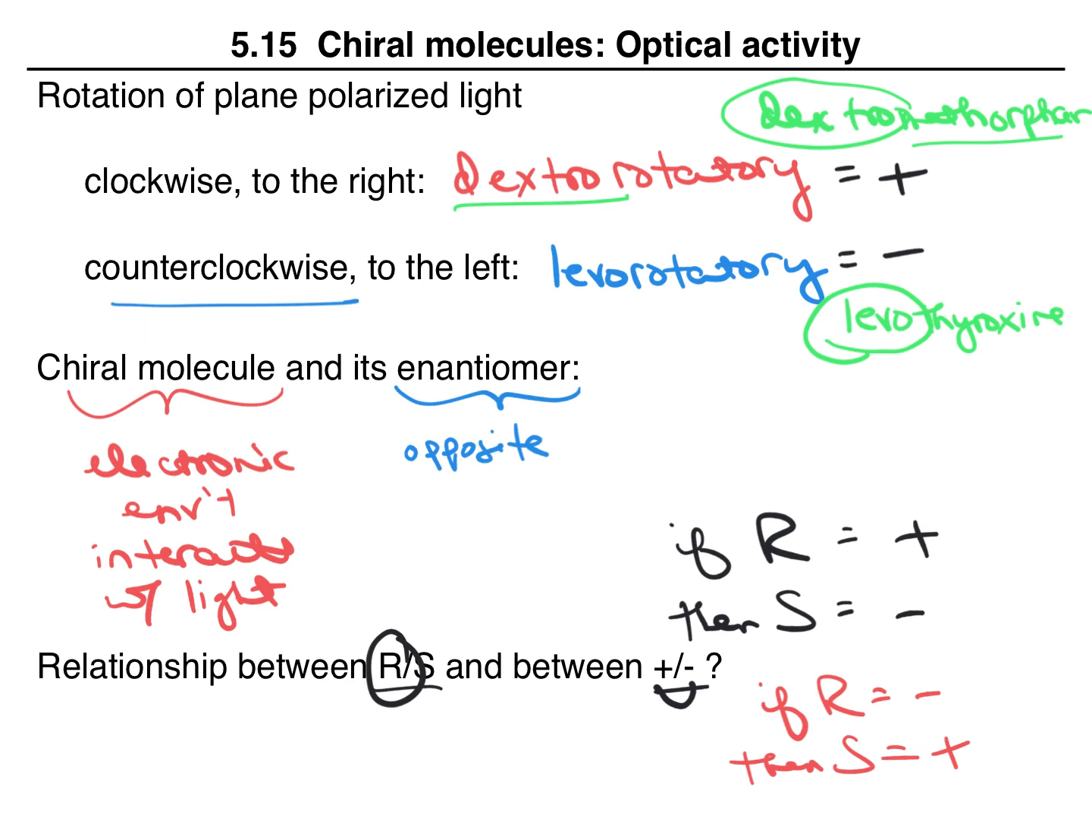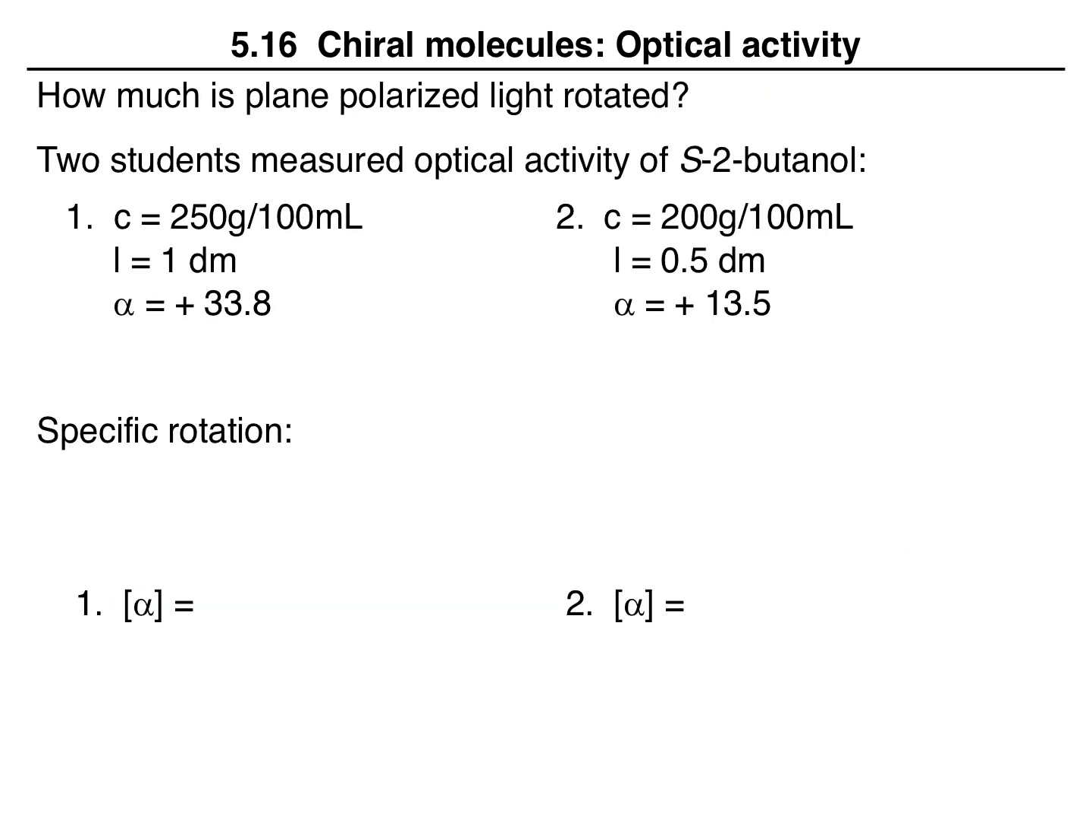So keep in mind what we're talking about. This is the configuration, R or S. So this gives us information on the physical arrangement of the atoms. And then this tells us about the physical property of optical activity. So if we have a sample of an optically active compound, how much is the plane polarized light going to be rotated? Well, let's say two students measure the optical activity of samples of S-2-butanol.